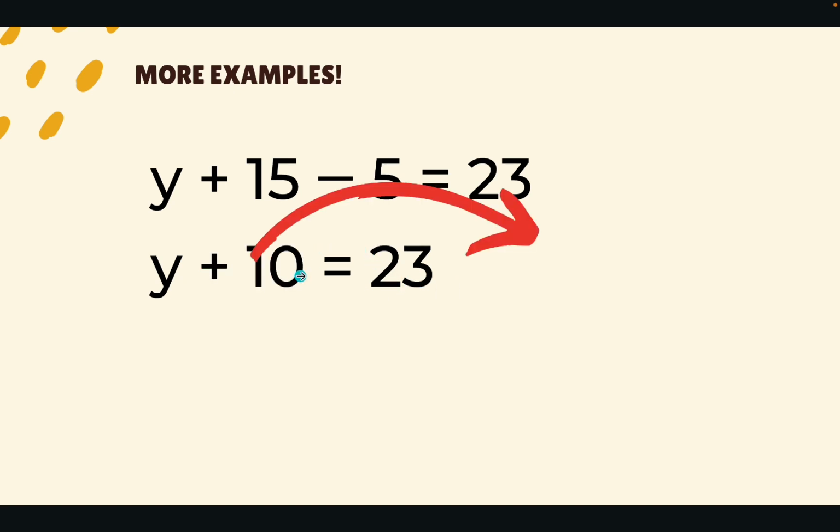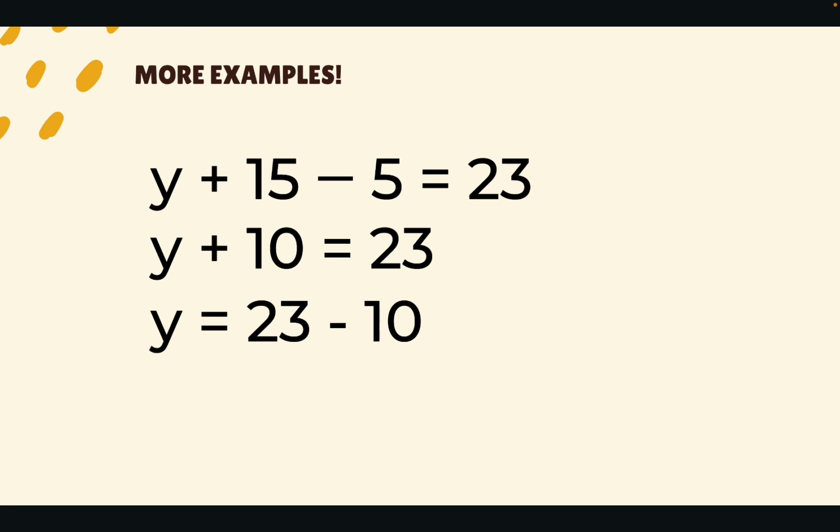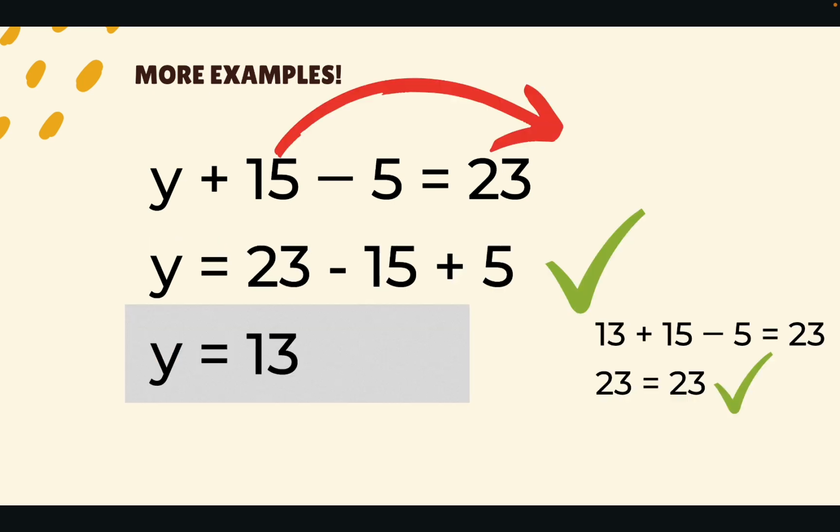Here, we can now transpose the positive 10. So positive 10 will become negative 10. Now we got y equals 23 minus 10. And let's solve for 23 minus 10. We got 13. So y is equal to 13. Now let us check. 13 plus 5 minus 5 is equal to 23. So let's solve first for 13 plus 5, and then subtract 5. Now we have 23.